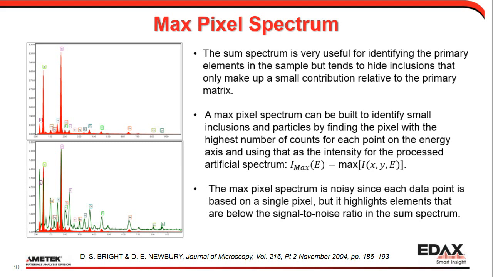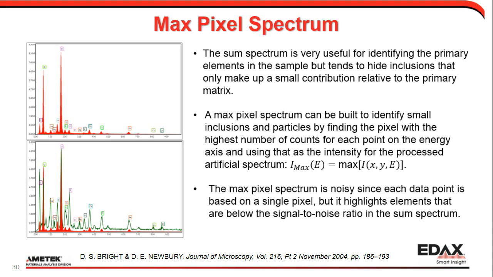In the picture below, the green outline is the maximum pixel spectrum overlaid on the sum spectrum in red. You can see the maximum pixel spectrum is noisy because each data point is based on a single pixel, but it highlights elements that are below the signal-to-noise ratio in the sum spectrum. And from this green outline, you can see there are a bunch of peaks missing in the sum spectrum now show up in the maximum pixel spectrum.